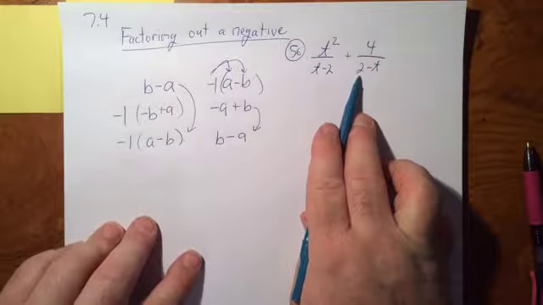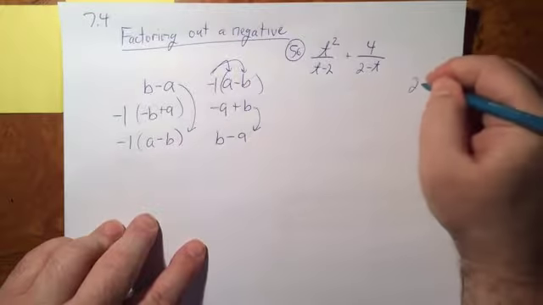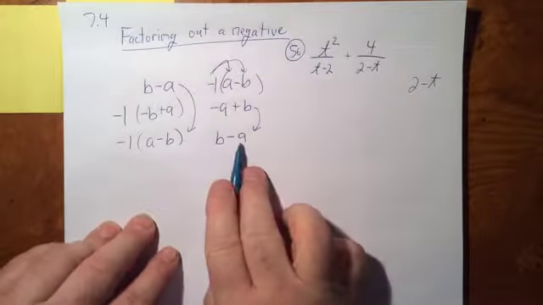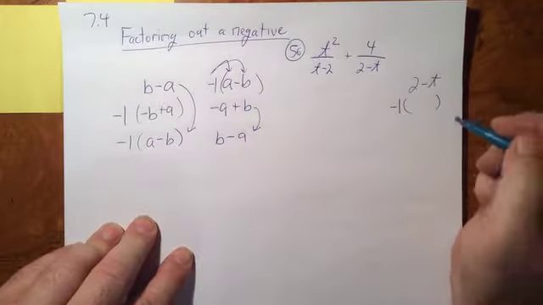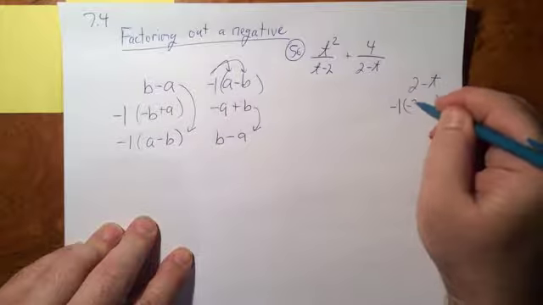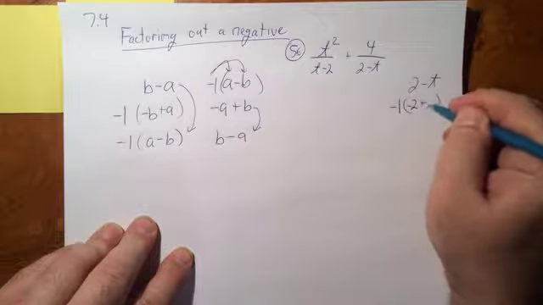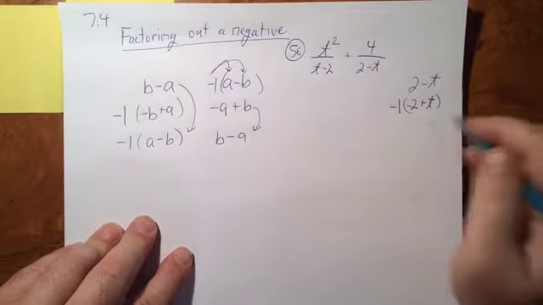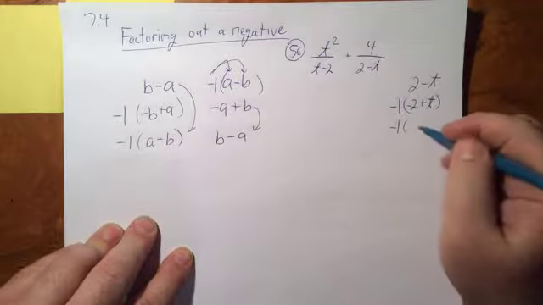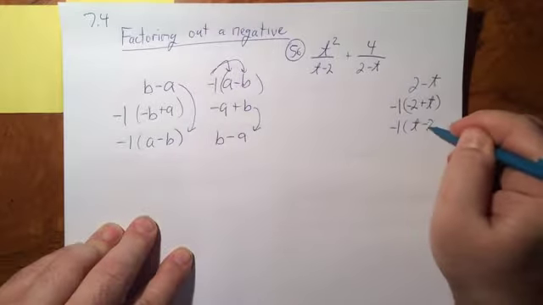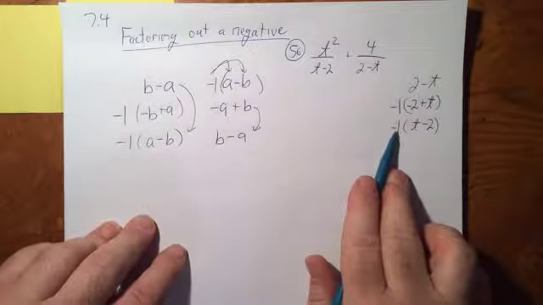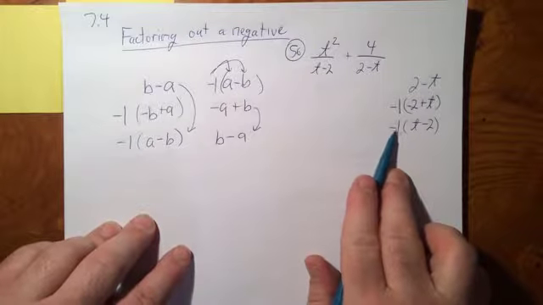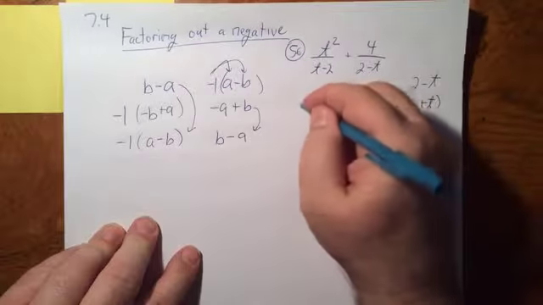I'm going to rewrite 2 minus t by using the same technique I did over here, which is to factor out a negative 1. I make the 2 negative, I make the t positive, and I'm just going to flip this around and write it as negative 1 times t minus 2. So what I can do with this negative 1 now is the following. Let me put that back in the problem.